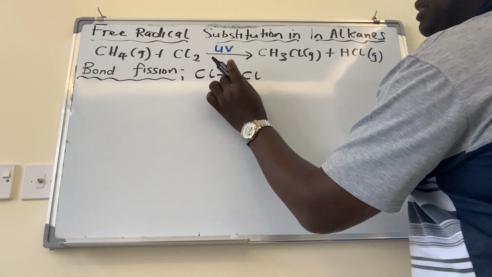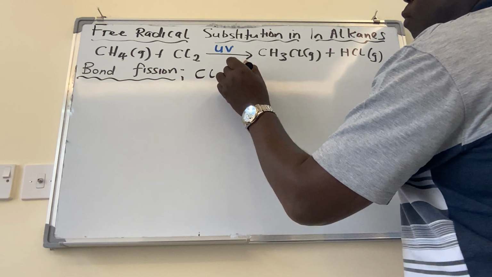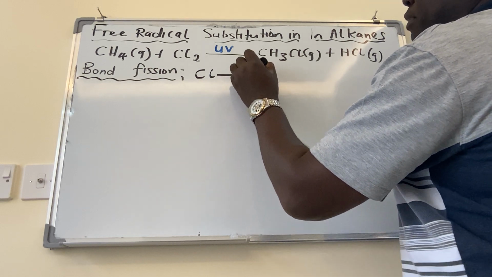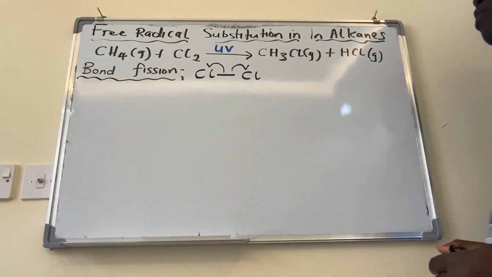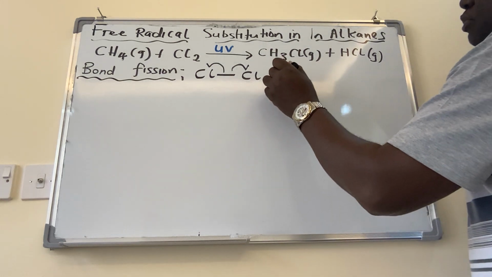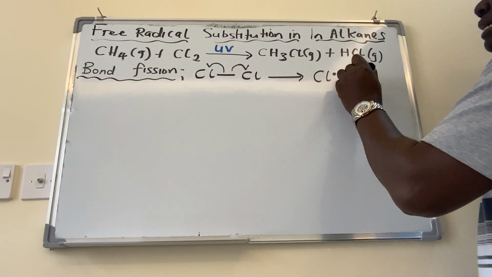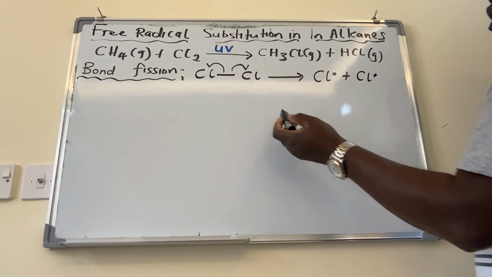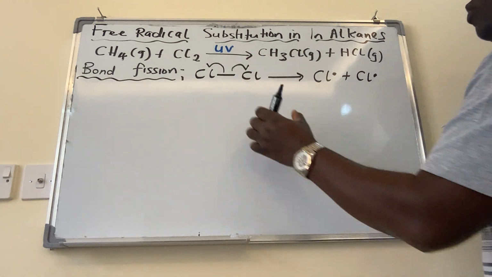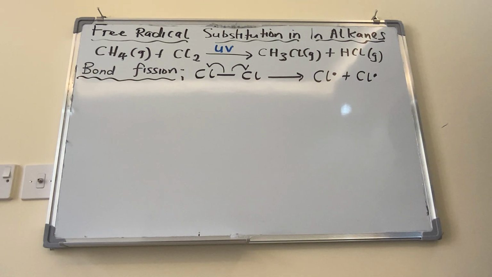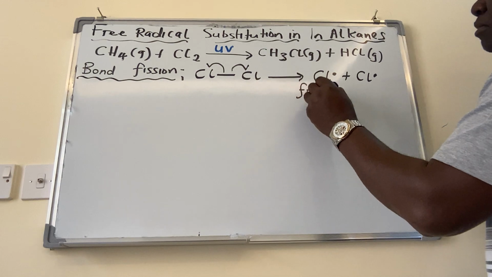So the pair of electrons being shared here, each atom is going to end up with one. I'll use a half arrow to represent the movement of one electron. Homolytic fission will actually give us what we call free radicals. Homo means the same. So in this case, ultraviolet radiation will cause homolytic fission to occur here, and we are going to have free radicals of chlorine.